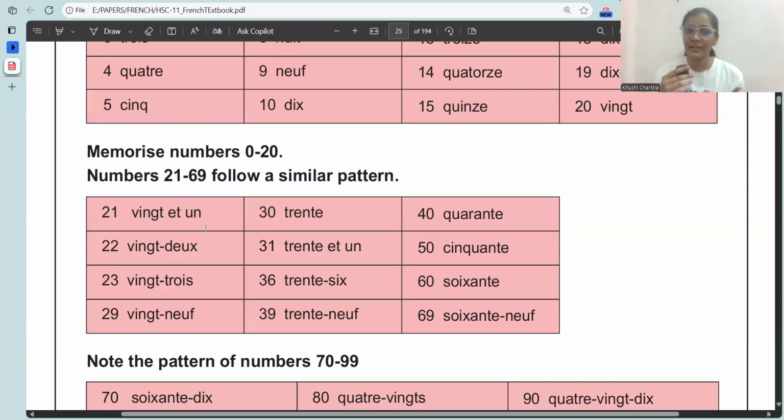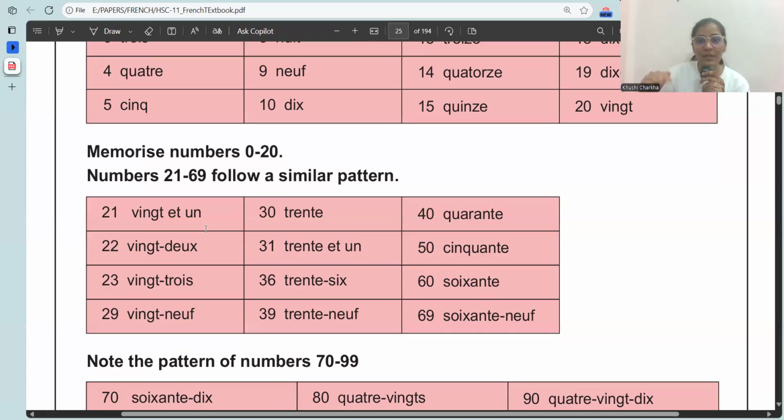Then again, when we come to 22, there is a hyphen. At 21 there is no hyphen. From 22 onwards there is a hyphen, and so on until 29. Then 30 is known as trente. Then again the same pattern: 31, 32, 33, 34, 35, 36, up to 39. I'm just explaining the pattern, okay? Just like this, you have to fill in all the numbers in the middle.